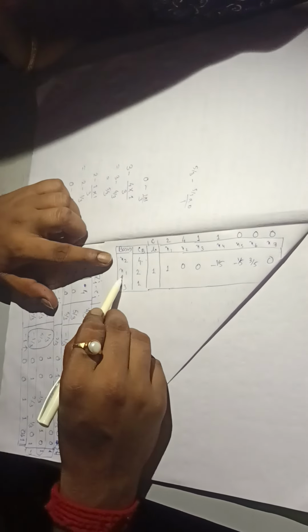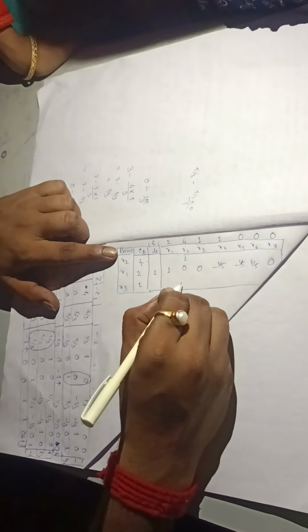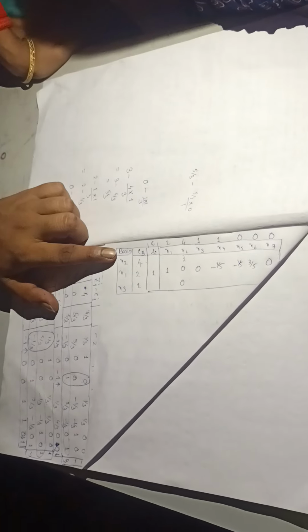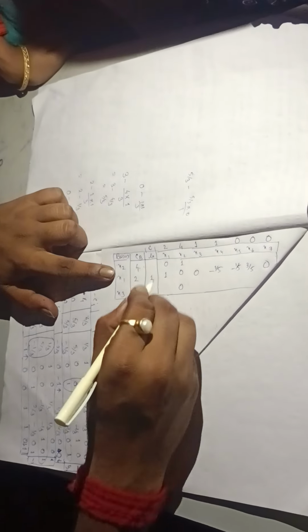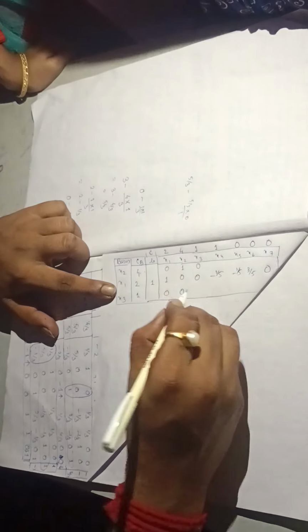Now look at my basis variables. x2 is my first basis variable, that means x2 must give me the vector 1 0 0. x1 is my second basis variable, so it must give me the second base vector. x3 is my third basis variable, so that must give me the third base vector, right? So understand this. Now we need to calculate the position values.